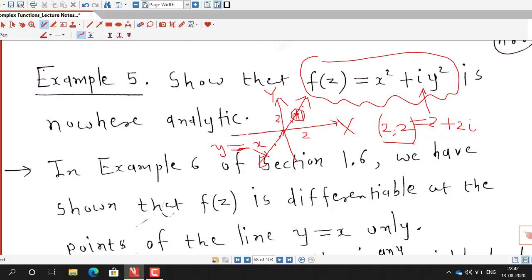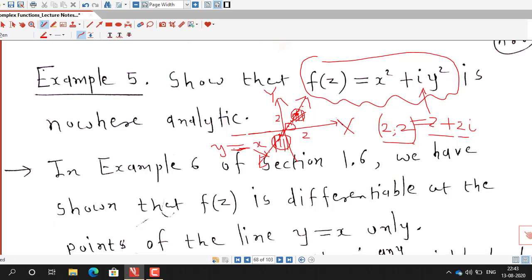But if we consider any neighborhood of this point 2 plus 2i, then in that neighborhood there are infinite number of points which are not on the line, and the function is differentiable at the points on the line only. So if we consider any point on the line, there is no neighborhood of that point such that the function is differentiable at every point in that neighborhood, because in the neighborhood of any point on the line, there are some points which are not on the line.